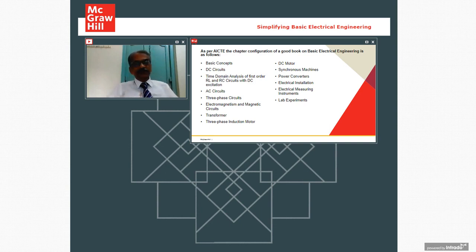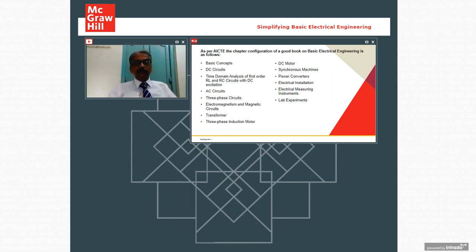Now, the AICTE prescribed syllabus covers these topics which are shown in the display. The basic concepts, DC circuits, that is the analysis of the DC circuit from very basic concepts. How you can go for application of DC circuits and how you apply the network theorems. There are many theorems which simplify the circuit application. So that must be known, that must be clear to you. Then you can solve many circuit problems.